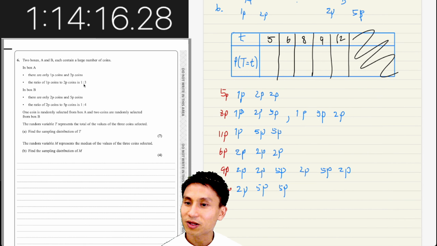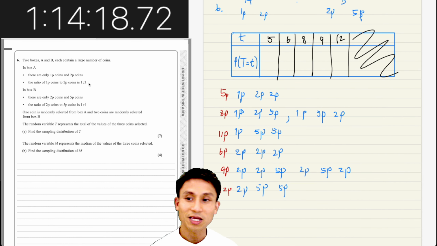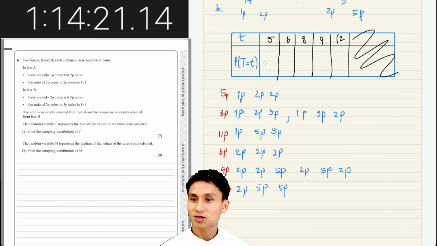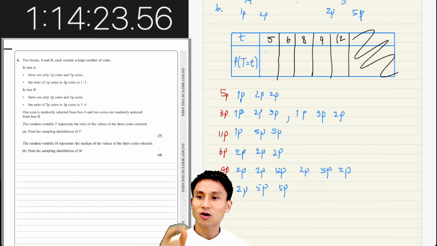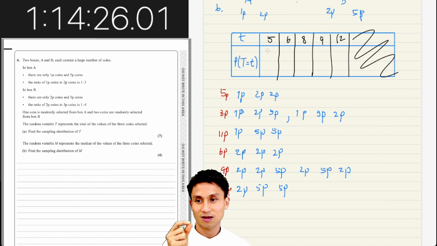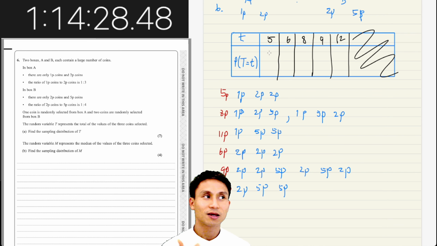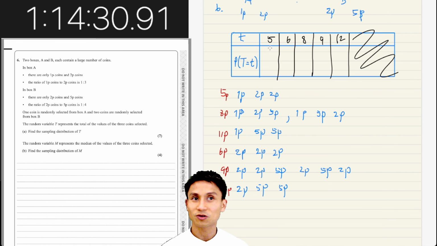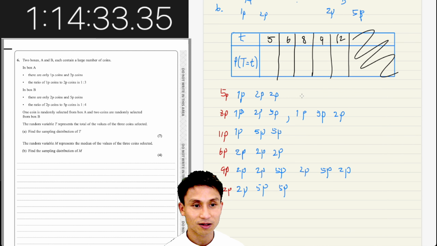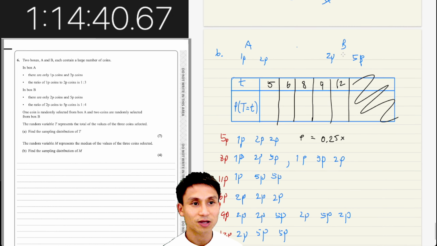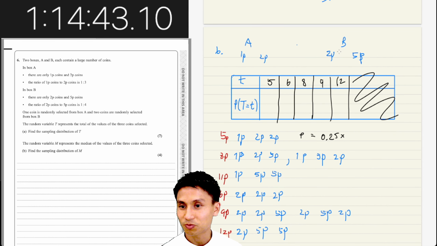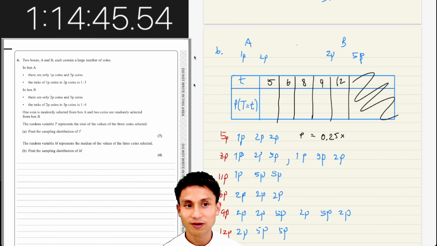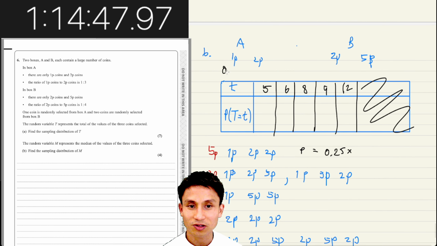Because we're given the ratio from each box. So let's say, for example, from box A, the probability of taking a 1 pence coin would be a quarter, because that's 1 to 3, so a quarter, 25%, right? So this will be probability equals 0.25 times 2 pence, and 2 pence from box B. I'm just going to do the probability here first. So this is 0.25 to 0.75.